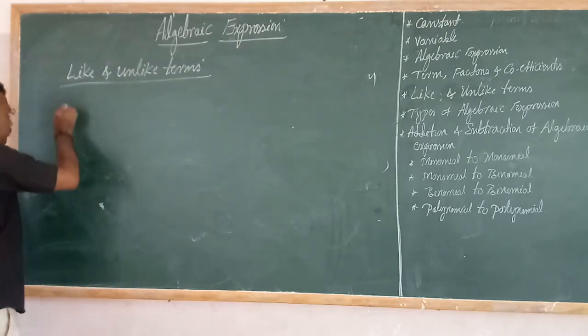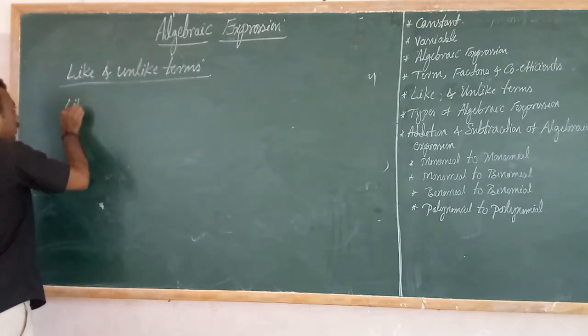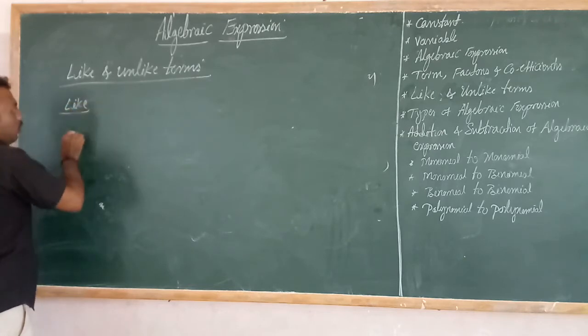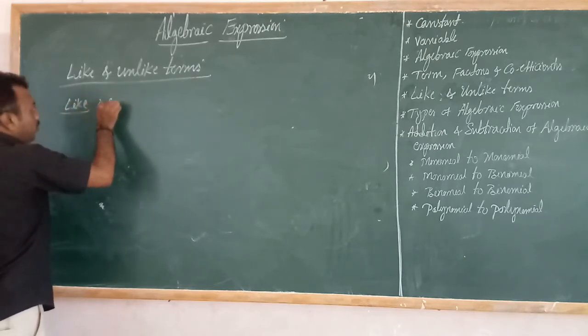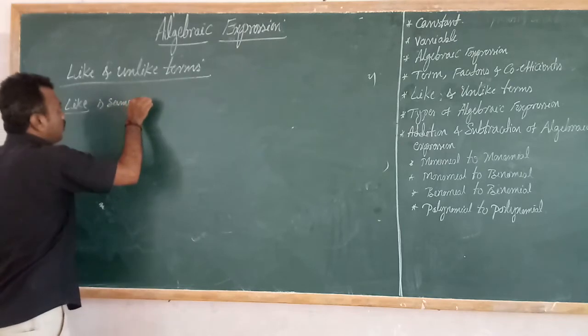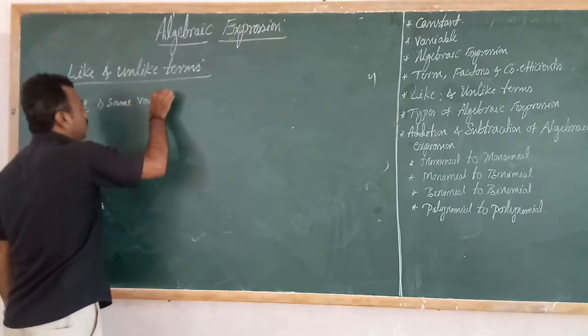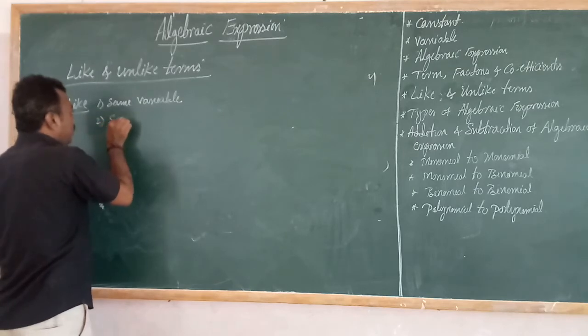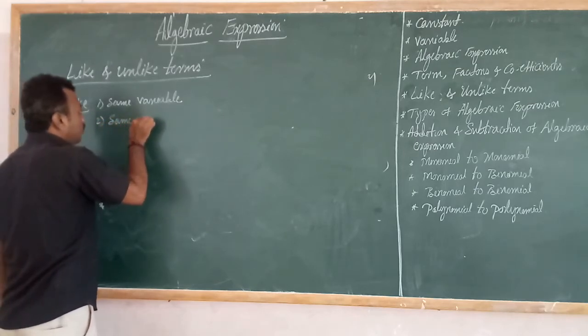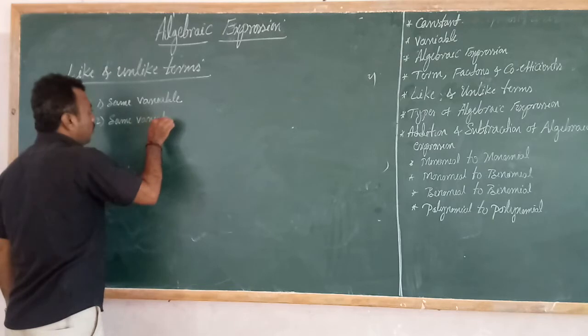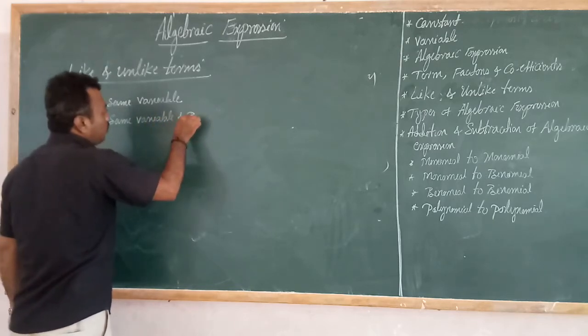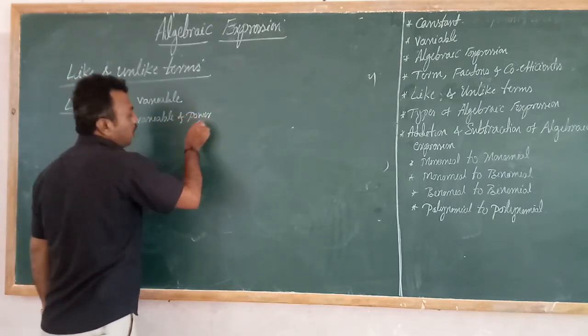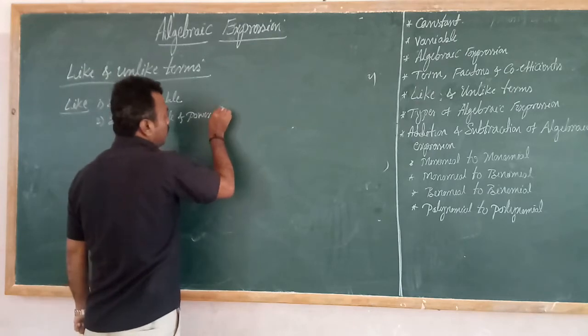See, first I will call it like terms. Like terms must have the same variable, and the power should be the same. Power or exponent will be the same.